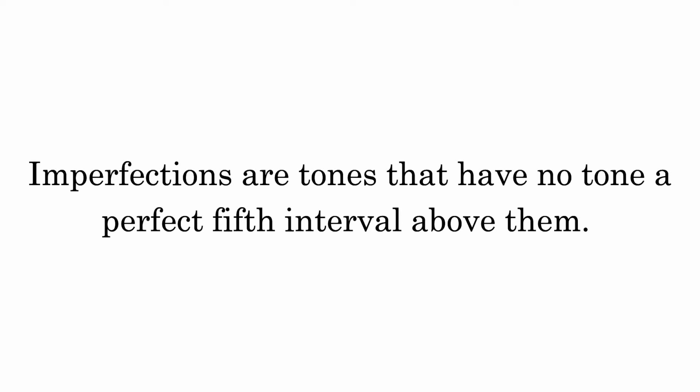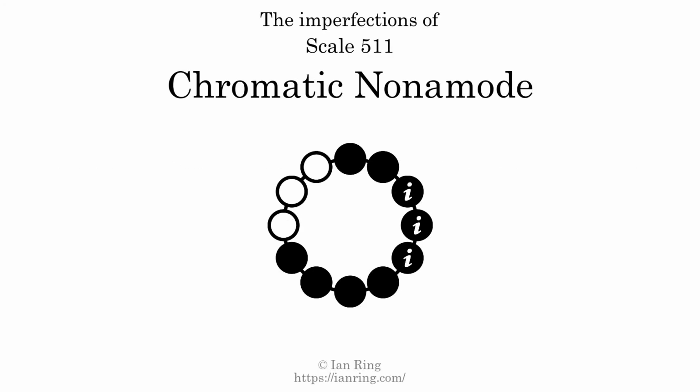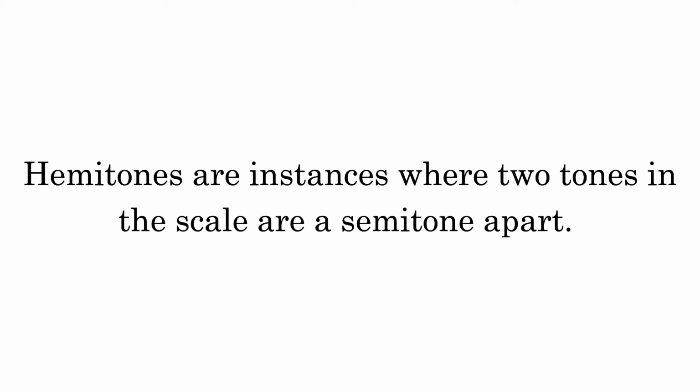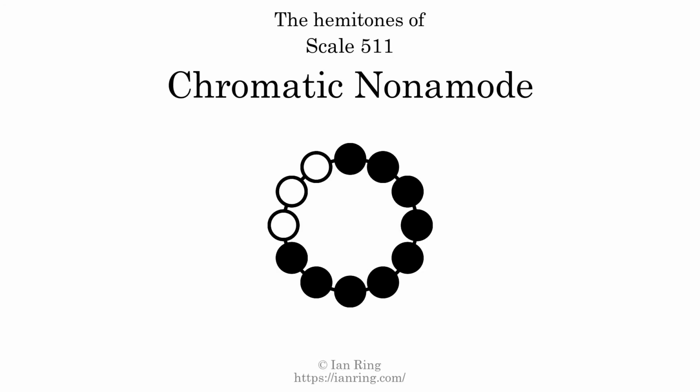Imperfections are tones that have no tone a perfect fifth interval above them. This scale has 3 imperfections. They are at positions here, here, and here. Hemitones are instances where 2 tones in the scale are a semitone apart. This scale has 8 hemitones.